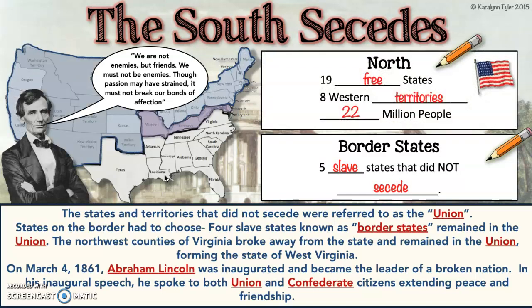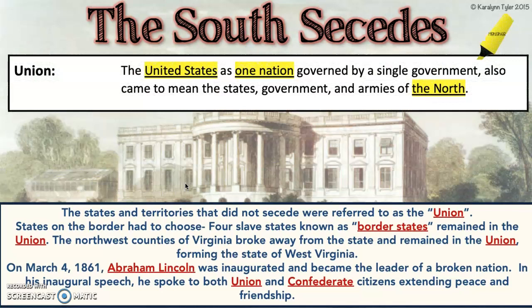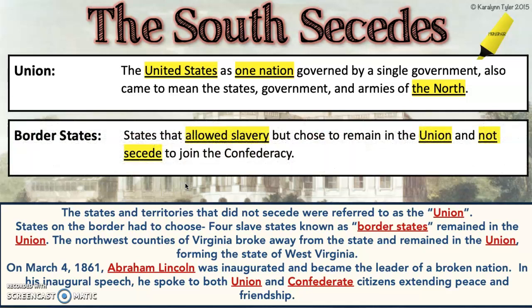Okay, and we also need to color in the North. 19 free states and 8 Western territories, 22 million people. Union. The United States is one nation governed by a single government, also came to mean the states, government, and armies of the North. And the border states, states that allowed slavery but chose to remain in the Union and not secede or join the Confederacy.